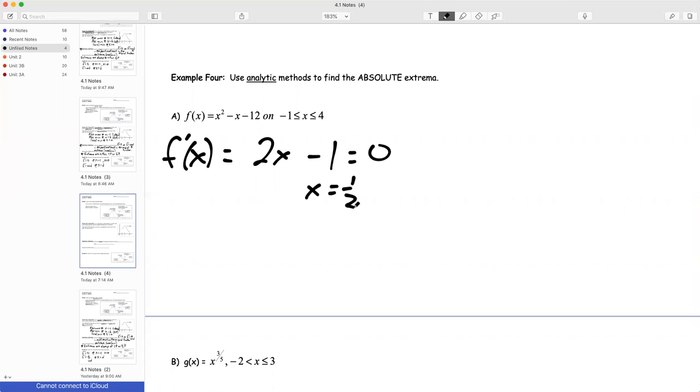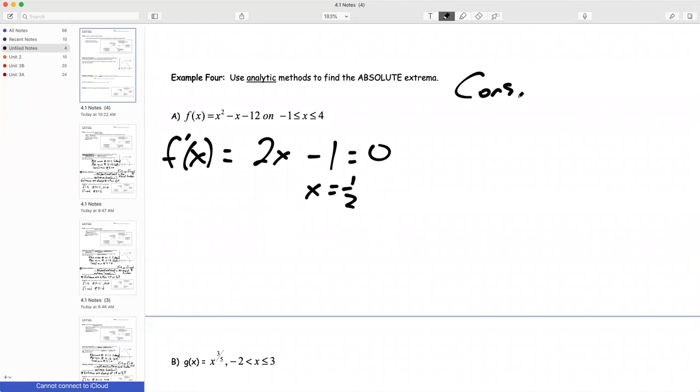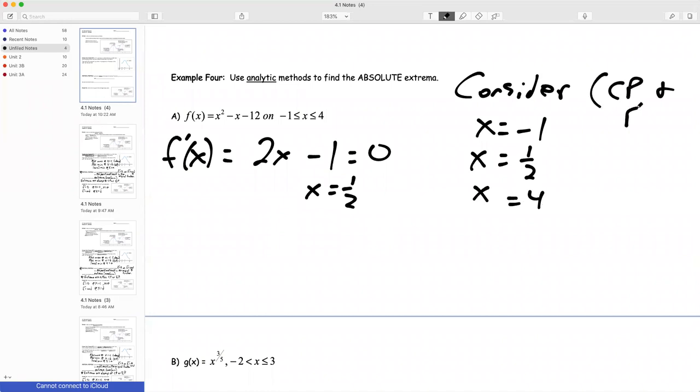So that's the answer? That is not, because they asked me to find the absolute max and the absolute min. So I'm going to make my consider list. The consider list is made up of the critical points and the endpoints. In other words, the absolute max or the absolute min has to be either a critical point or an endpoint. These are the only 3 possibilities in this instance.